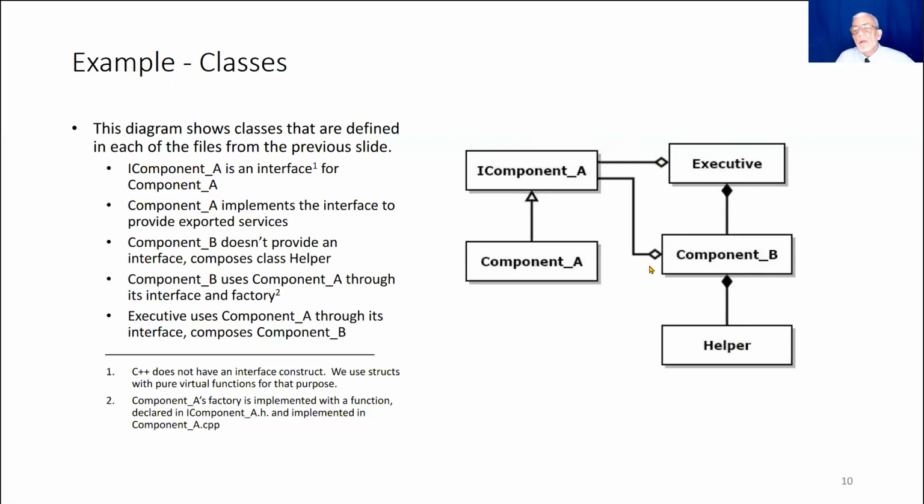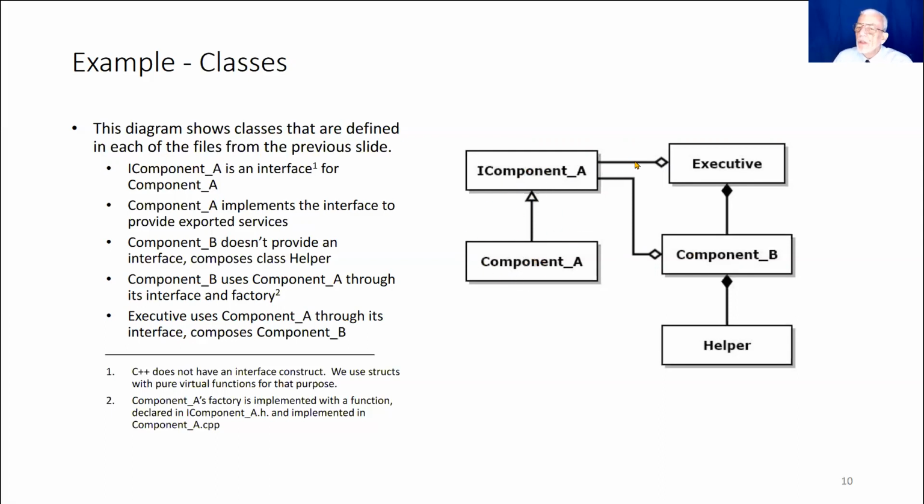Now these hollow diamonds, this is a different relationship. This is a relationship called aggregation. This is composition, this is aggregation. Aggregation is a weaker ownership relationship. It says when executive is constructed, there isn't an existing component A yet. The executive will create an instance of component A if and when it needs it. It may never need it, never construct it. And the same for component B. Typically, that means that an instance of component A resides on the native heap, and component B and executive hold references to that object on the heap.